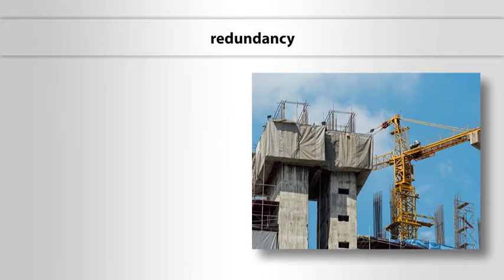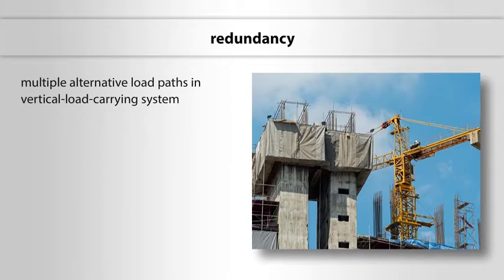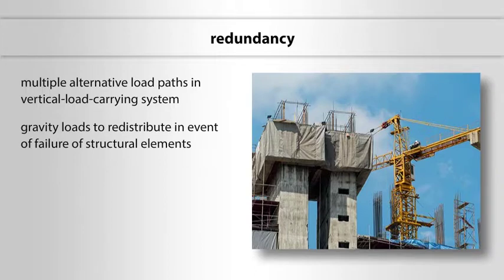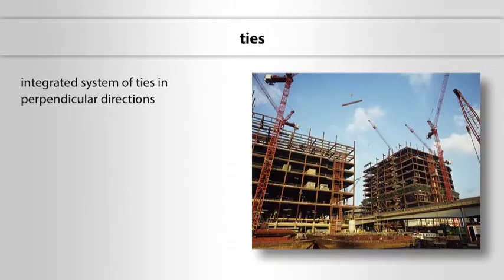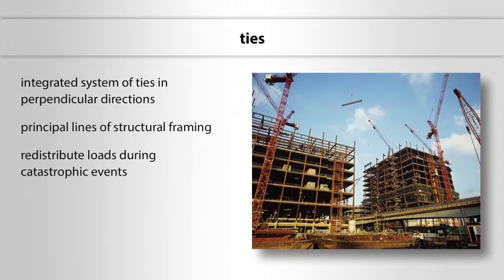Redundancy. Multiple alternative load paths in the vertical load carrying system allow gravity loads to redistribute in the event of failure of structural elements. Ties. An integrated system of ties in perpendicular directions along the principal lines of structural framing can serve to redistribute loads during catastrophic events.